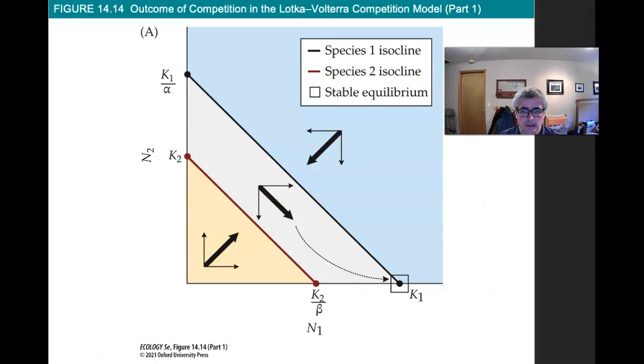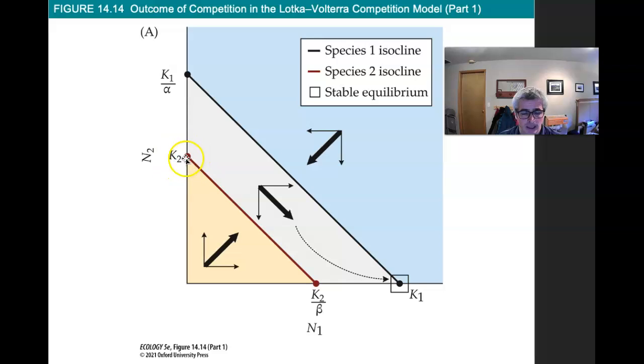So here is one example of this graph. We've got the species 1 isocline here. So for N1, for species 1, the x-intercept is K1, right? The carrying capacity if no species 2 are there. And then the intercept here is K1 divided by alpha.